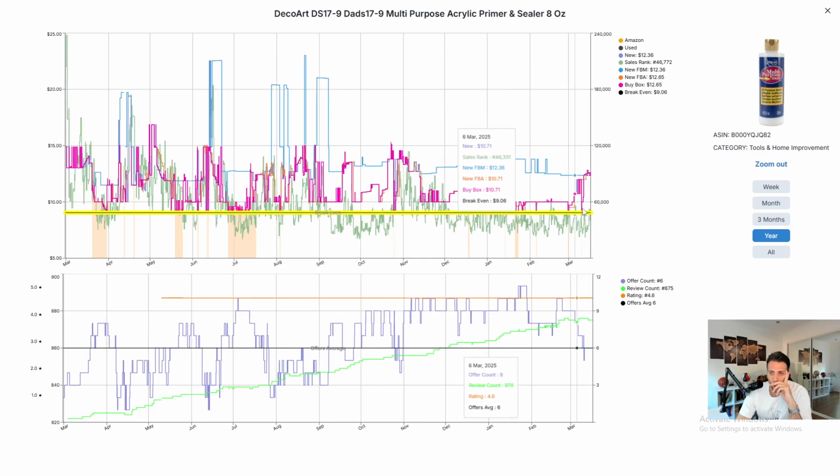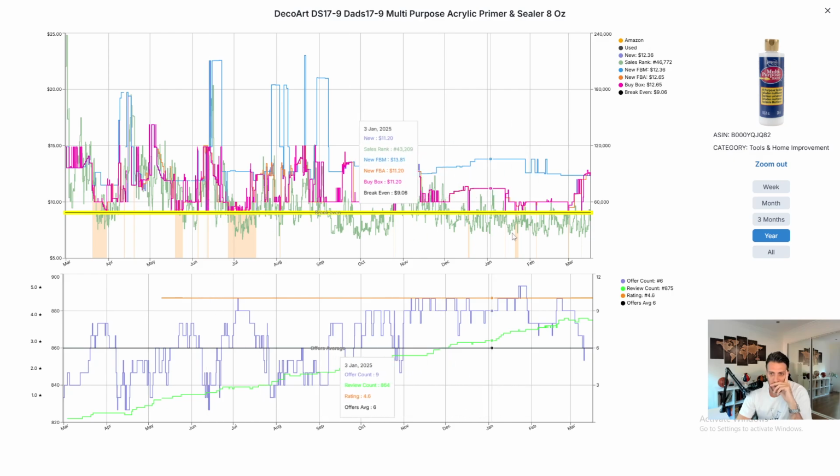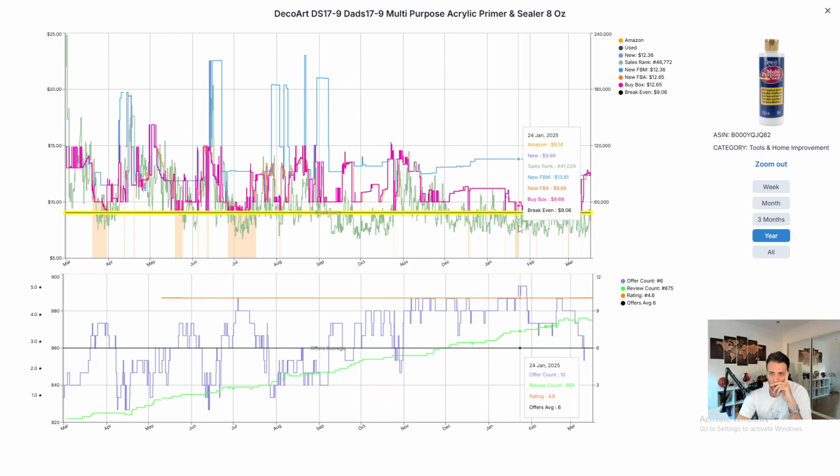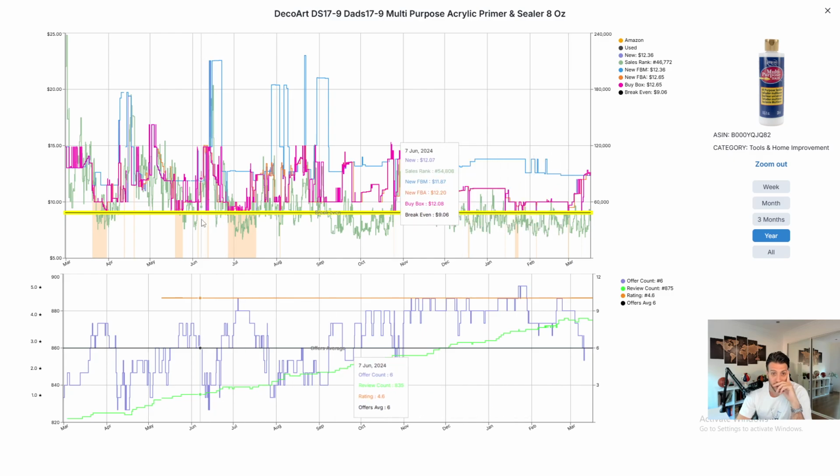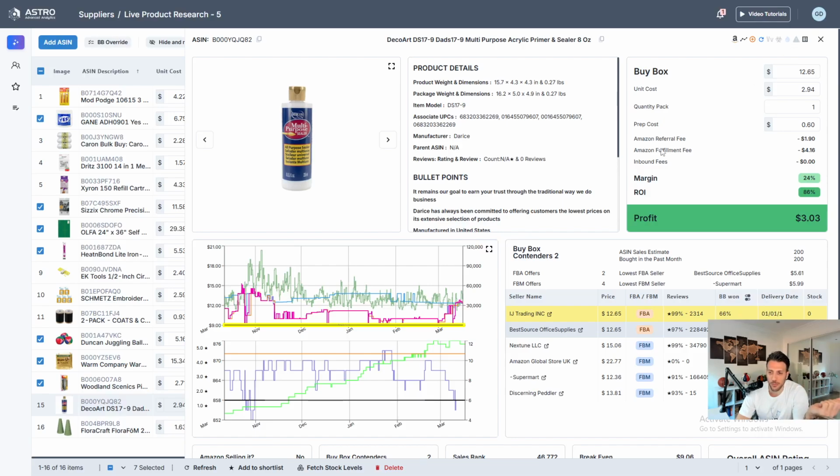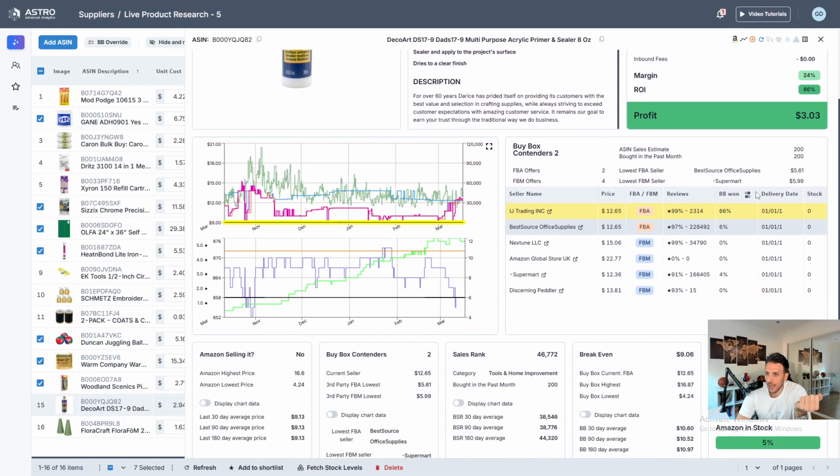Look, historically, it's always been profitable. I don't see any period in its history. I've seen it drop close to the break-even line, but I've never seen it drop below the break-even line. So it is actually profitable. Just want to check out the spread of the buy box, and it's looking okay.